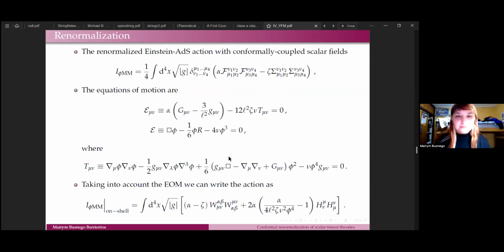So these are the equations of motion of the action. And then if we take into account these equations of motion, we can write the action on shell, where we have a Weyl squared term and some term proportional to the traceless Ricci tensor, that for Einstein spaces, we know that this tensor is zero. So we will get the part only for the Weyl tensor, which we know that if we evaluate on AdS spacetimes, this part will be finite. And then the whole action will be finite.